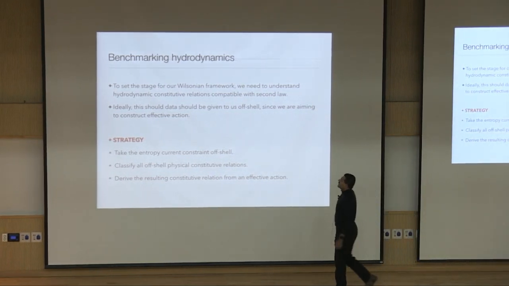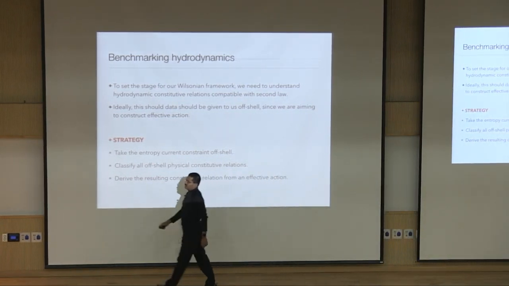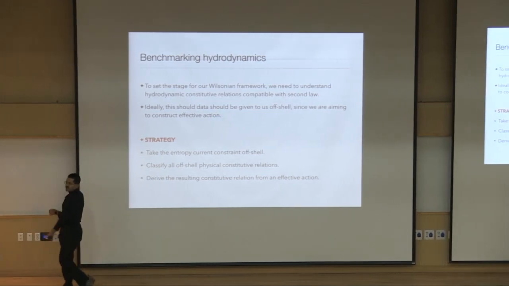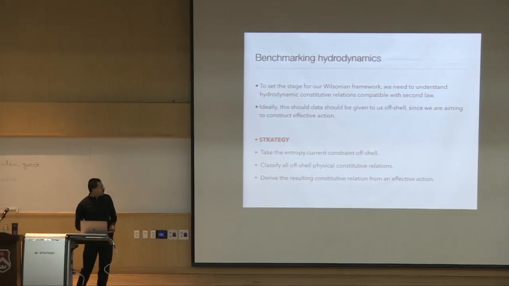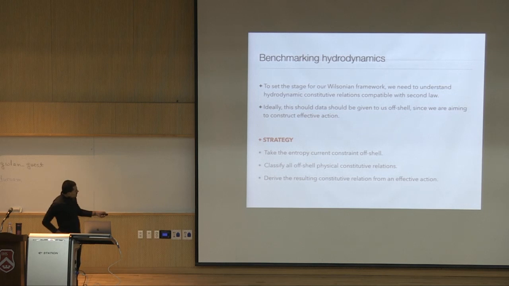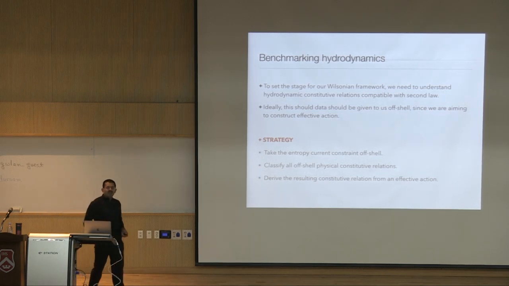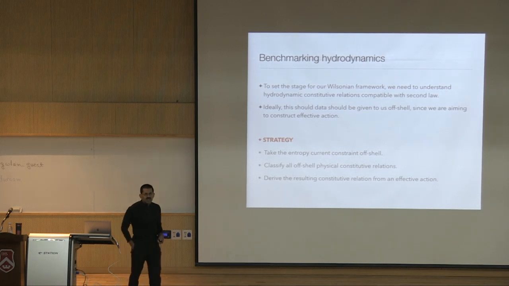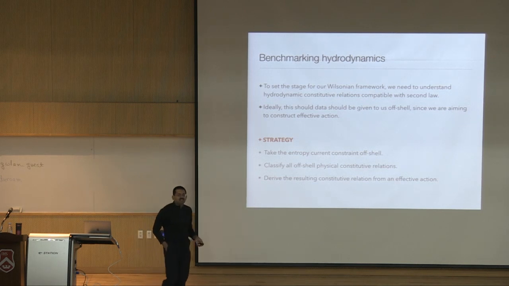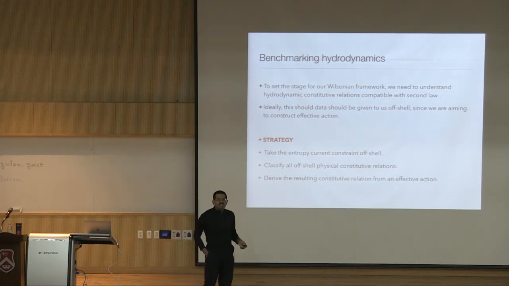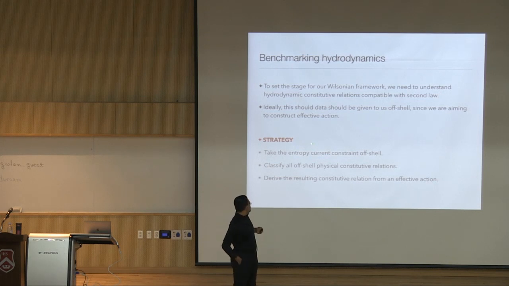Okay? And the way we're going to do this is in 3 steps. Today what I'm going to show you is how you would take this entropy current constraint, which is actually quite a simple statement, and then once you've done that, it becomes an exercise in cleverly thinking about tensor algebra to classify all allowed constitutive relations.